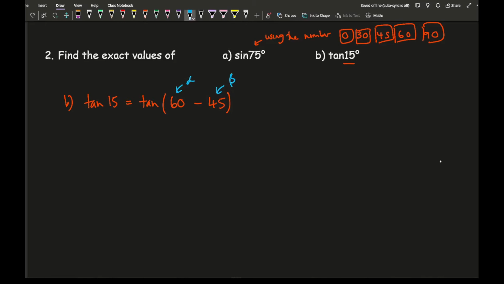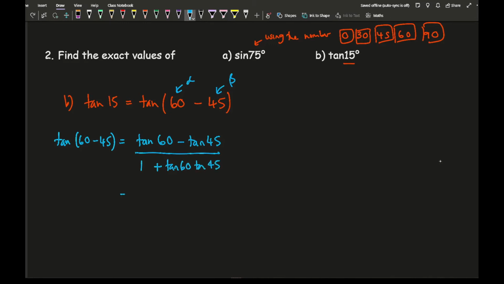So then using the formula of tan with these compound angles, so here I've got tan and I've got 60 minus 45, in which then substituting numbers in of alpha and beta, I get tan 60 minus tan 45. The sign's the same. And at the bottom, I've got 1 plus, which is the opposite of the sign that's in the bracket, and then I've got tan 60 tan 45.